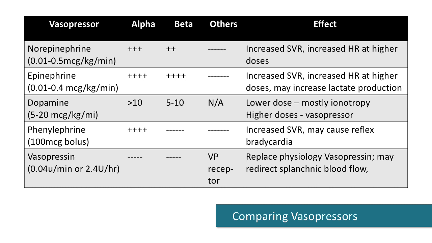Finally, vasopressin, which is used as a continuous infusion of either 0.04 units per minute or 2.4 units per hour. Its primary action is on the vasopressin receptor and is meant to replace physiological vasopressin and potentially redirect splanchnic blood flow.